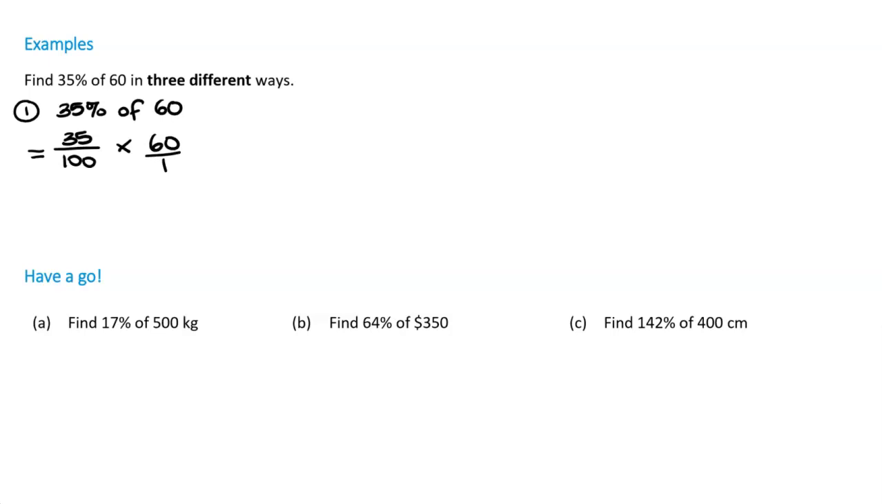Okay, let's now see if we can cancel things down. 10 goes into 60 and 100 like that. Oh, and 5 also works in this direction. 5 goes into 10 twice, goes into 35 7 times.